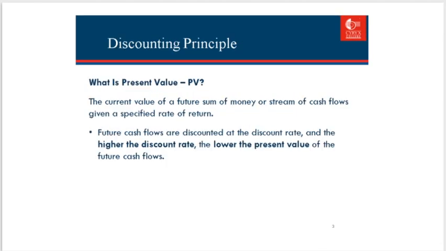Discounting principle. What is present value, PV? The current value of a future sum of money or stream of cash flows given a specified rate of return. Future cash flows are discounted at the discount rate, and the higher the discount rate, the lower the present value of the future cash flows.